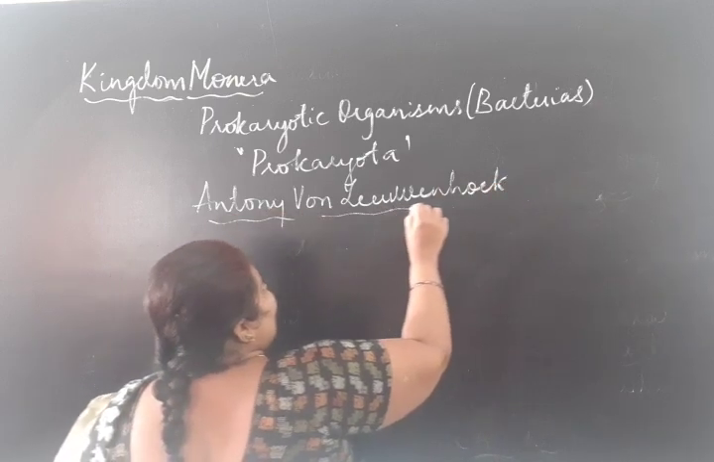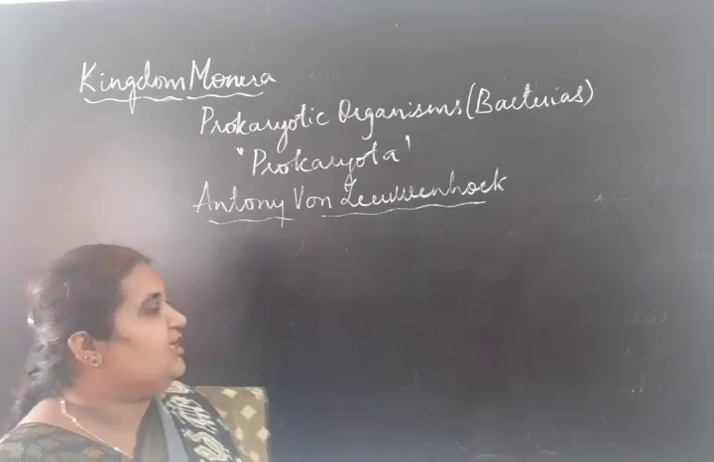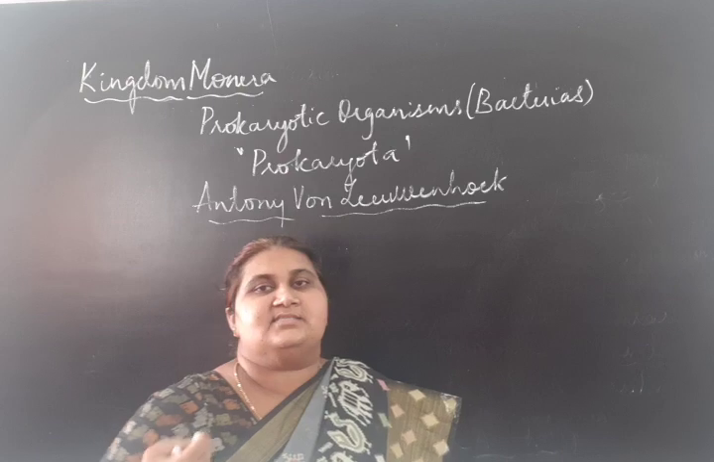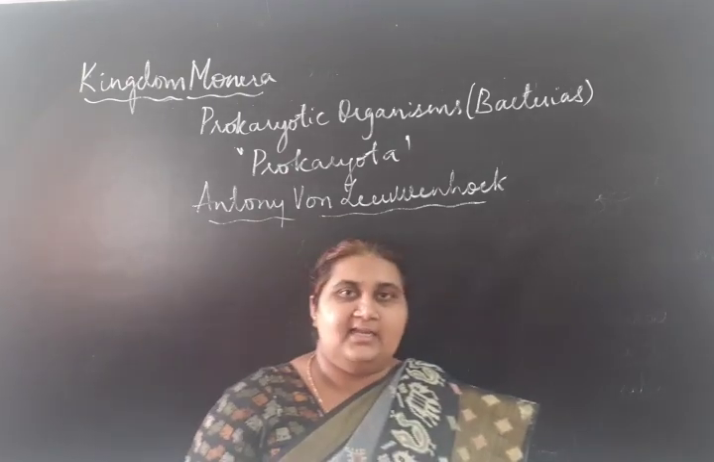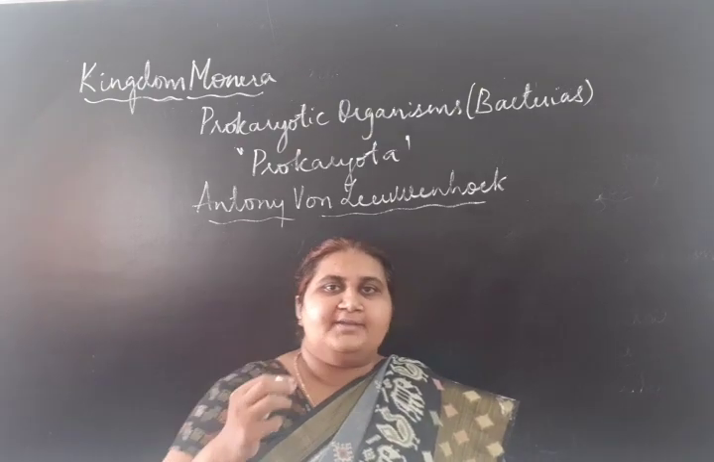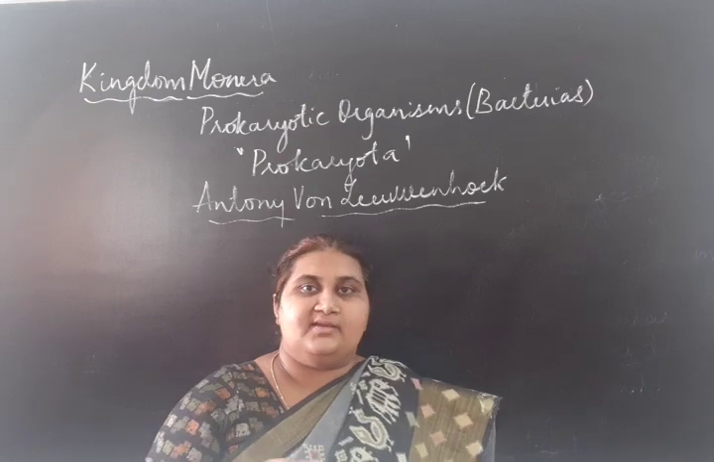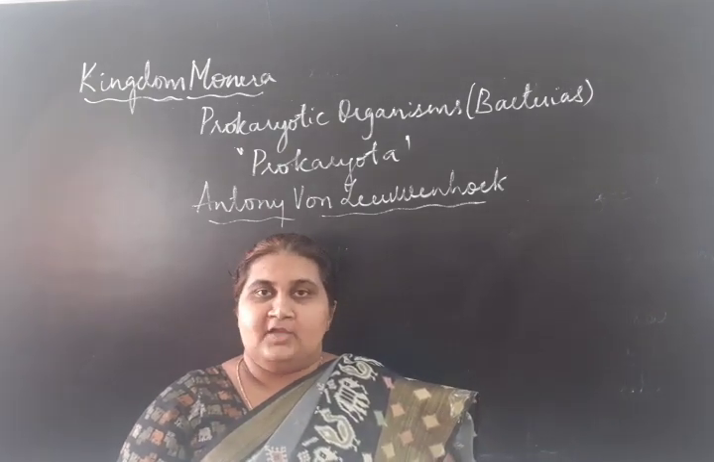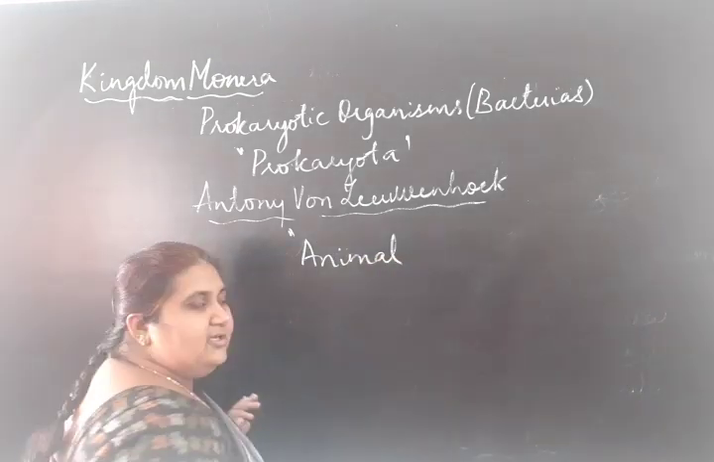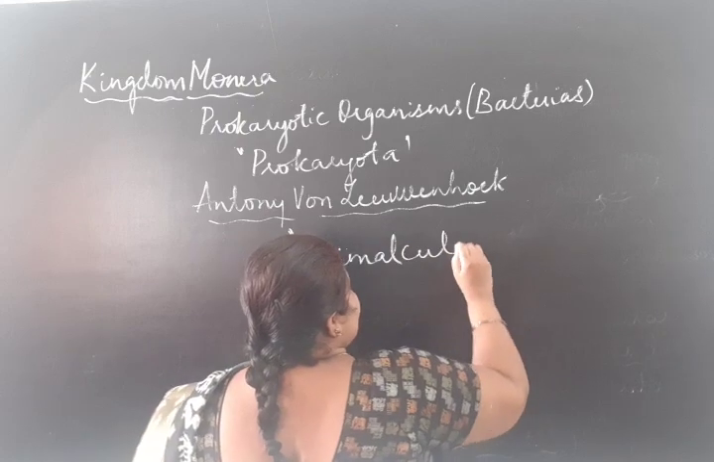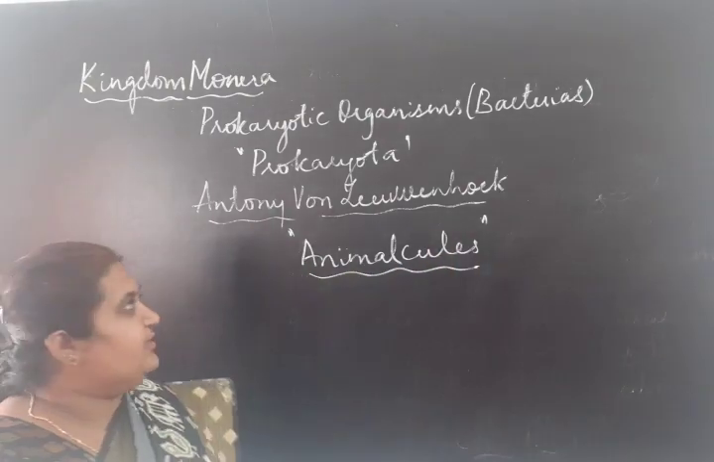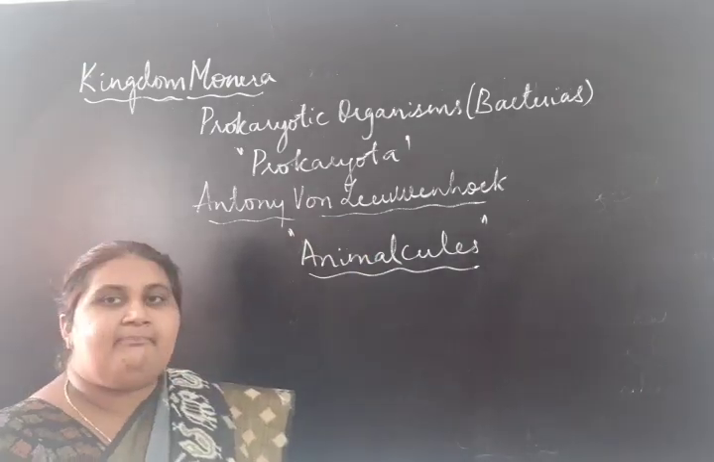Anthony von Leeuwenhoek was the first person who discovered these organisms. When he scraped his teeth, the scraped material he observed under the microscope, he could find some microscopic, very minute organisms which were moving. They showed motility. He did not coin the term bacteria, but he called those organisms animalcules, because animals move. So he was the first person who could discover the bacteria.